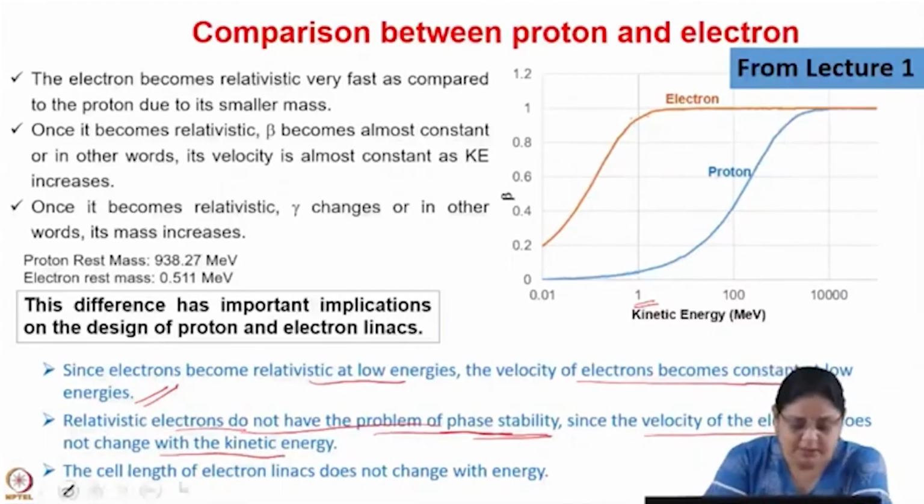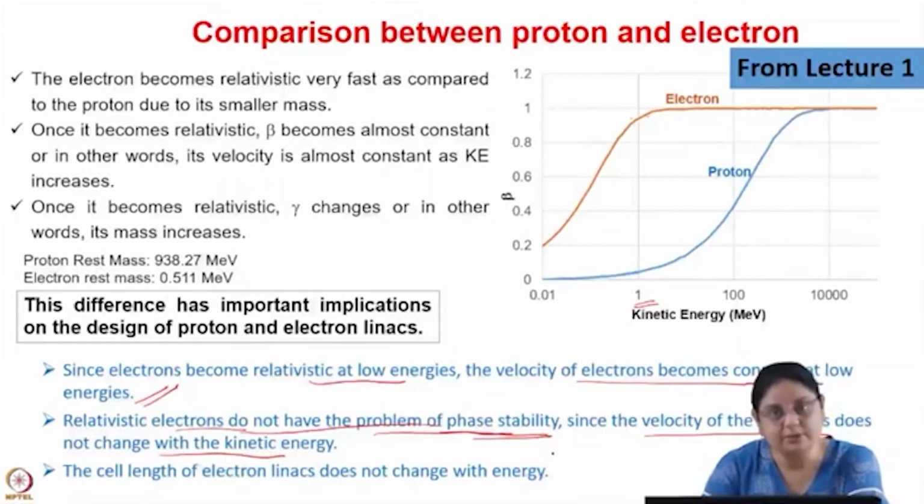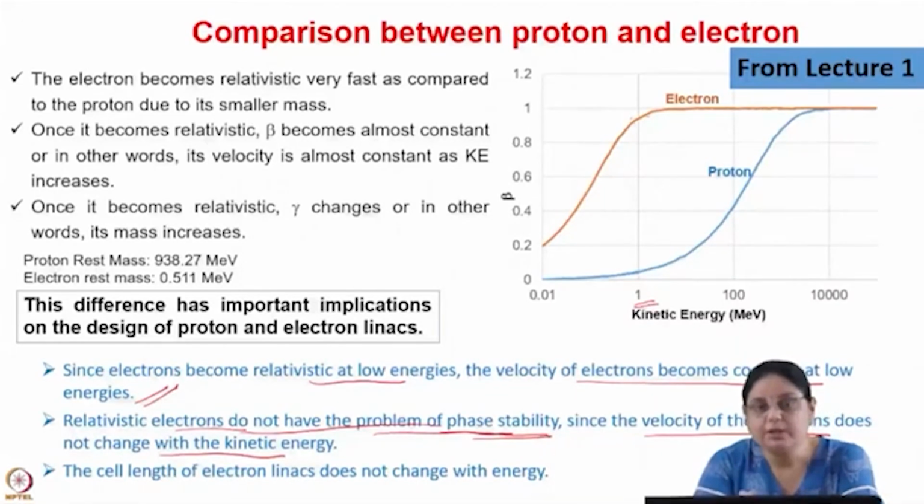Also, the cell length of the electron linacs does not change with energy. As we have seen before, the cell lengths are kept constant for an electron linac. So it is either beta lambda or beta lambda by 2, depending on whether it's a zero mode structure or a pi mode structure.